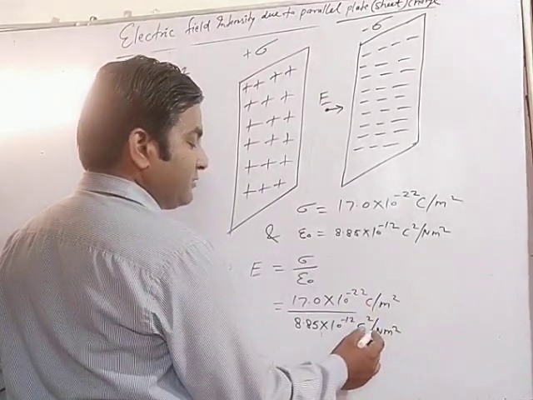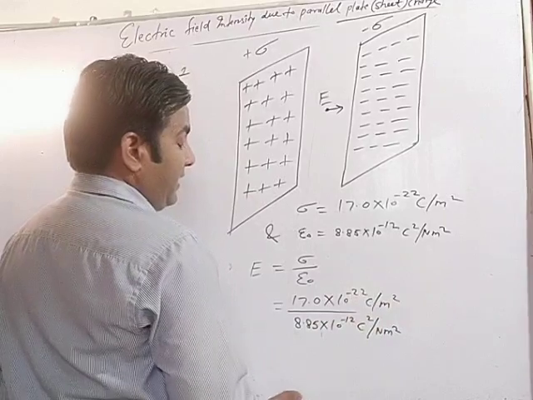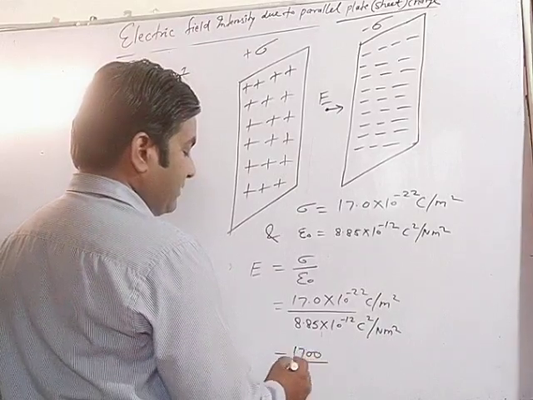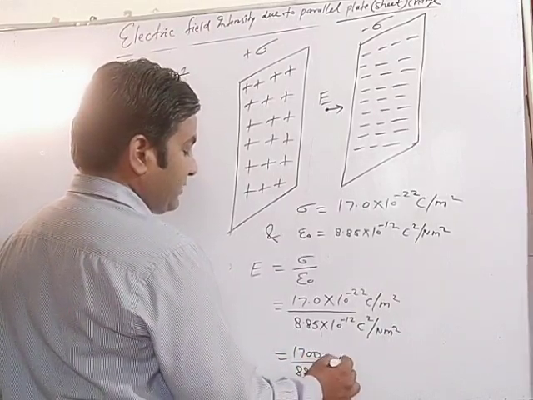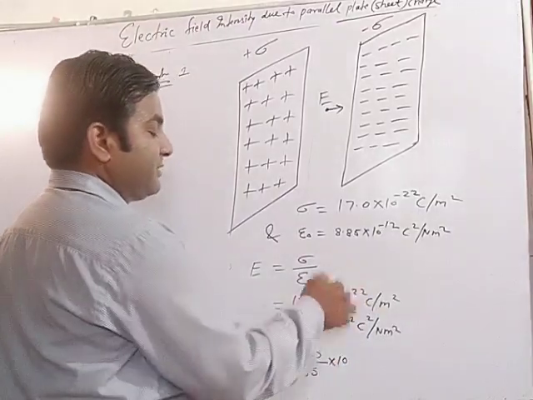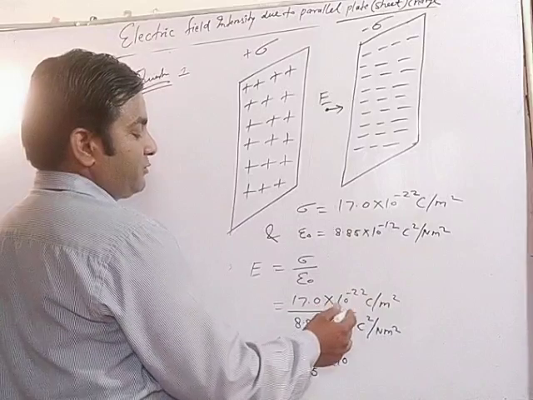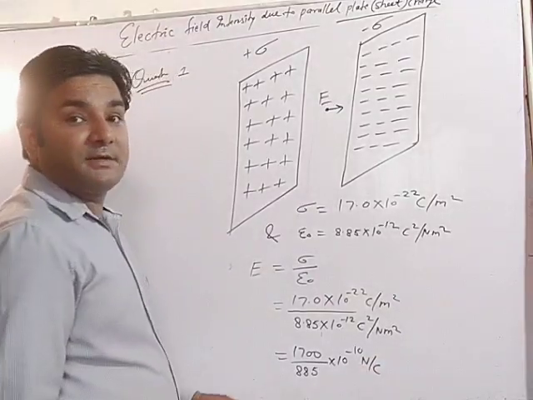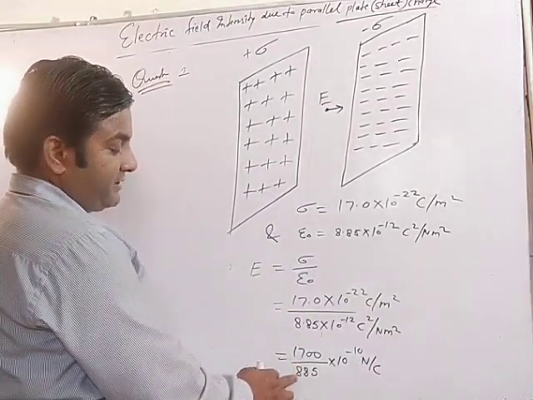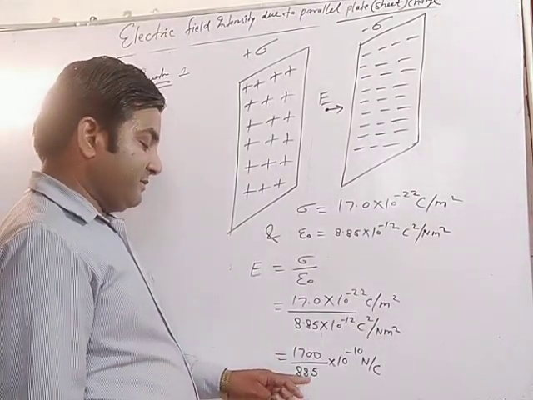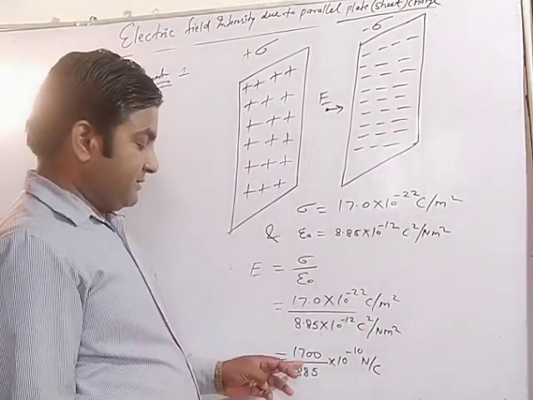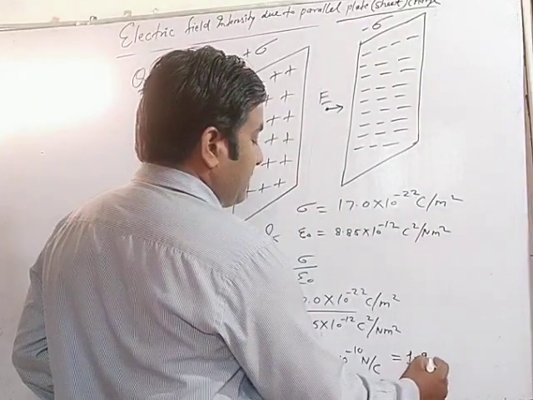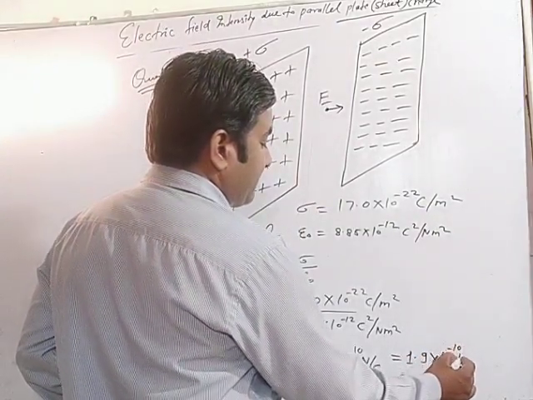So coulomb per meter square cancels out, Newton goes upward but coulomb downward. Here the point after 2 digits, so 1700 upon 885 into 10 power minus 22, and this one transfers to the numerator as 10 power plus 12. 22 minus 12 is 10 power minus 10 Newton per coulomb. When we solve this, 1700 upon 885 is about 1.9, near about 1.9 into 10 power minus 10 Newton per coulomb.